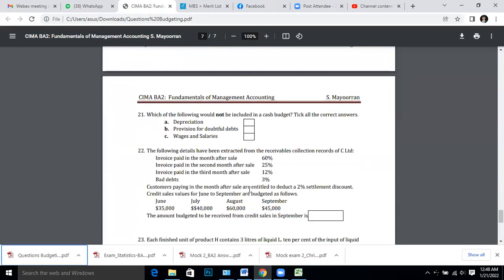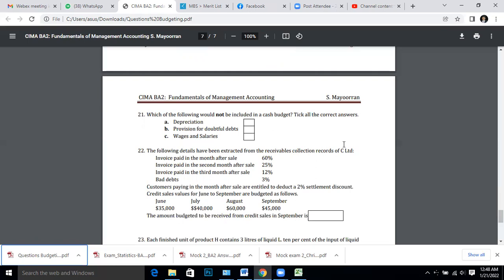Which of the following would not be included in the cash budget? Depreciation, yeah, it's not included. Provision for doubtful debts, no. You don't keep provision for doubtful debts, because that's all accounting. For us, what matters in a cash budget is whether cash comes or not, right?